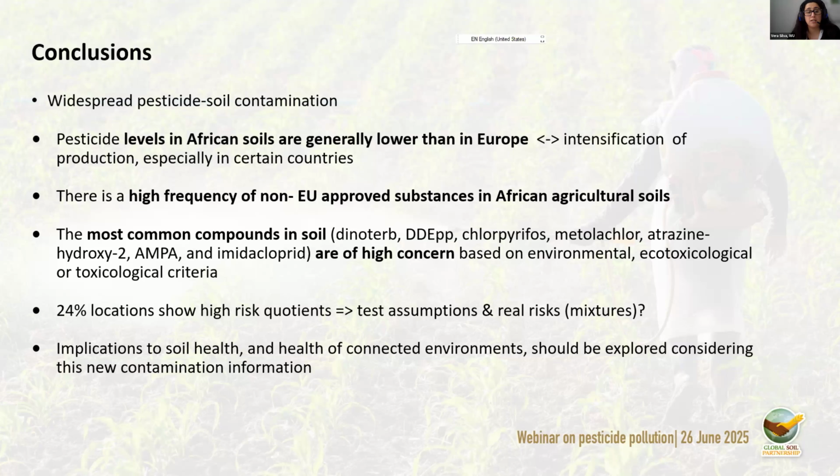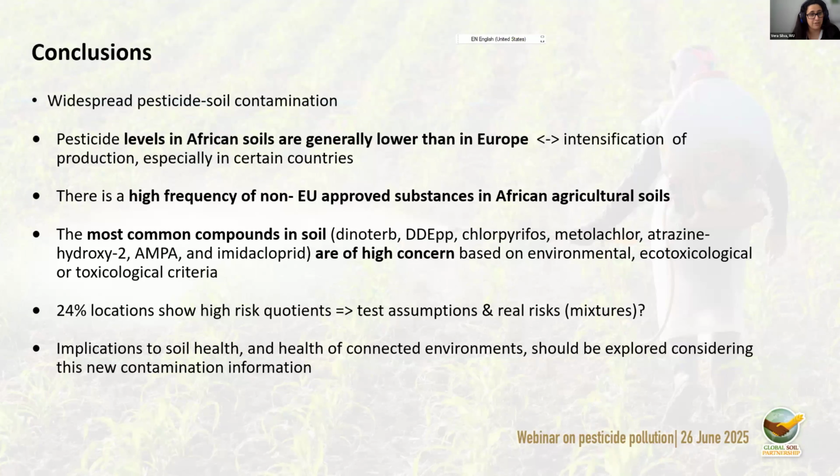So as conclusions, we have, again, unfortunately, seen widespread pesticide contamination of agricultural soils in Africa. The levels are generally lower than in Europe, but there are countries where actually we got rather high and rather complex mixtures, which might indeed be linked with the intensification of production in these regions. We also noticed that there is a high frequency of not EU-approved substances in African soil. So I think indeed here having a more holistic assessment of the substances, dangers, and sharing of information is quite crucial.